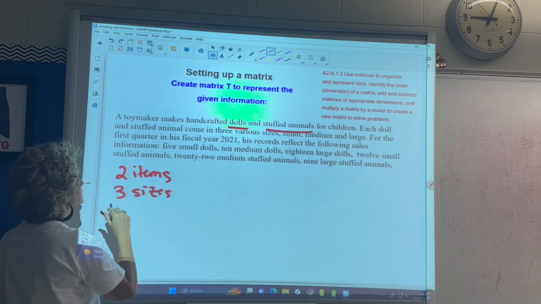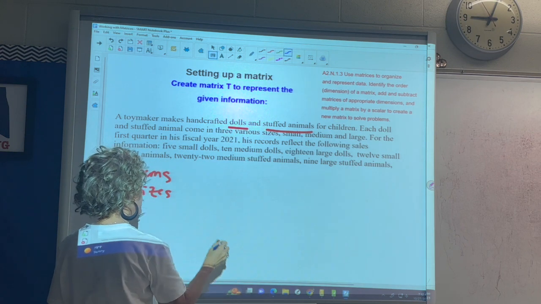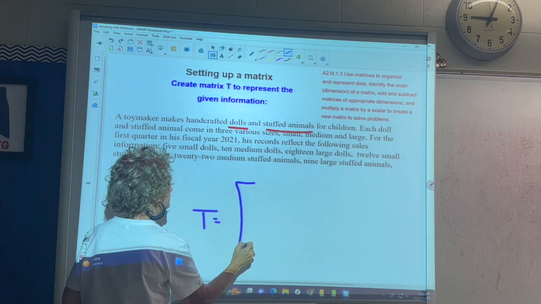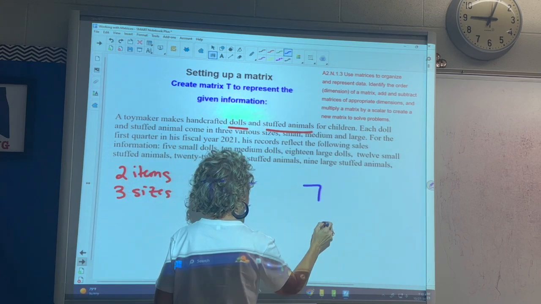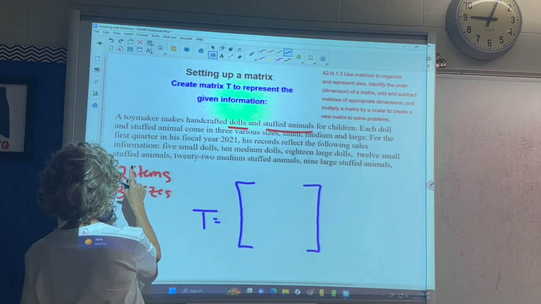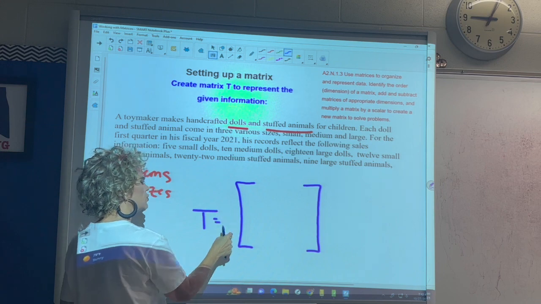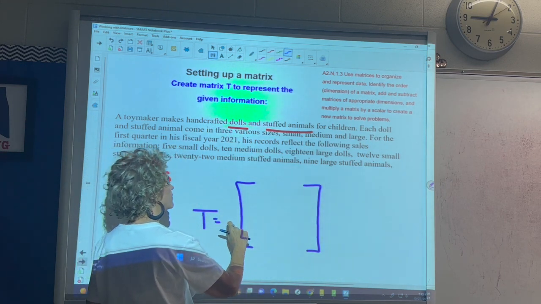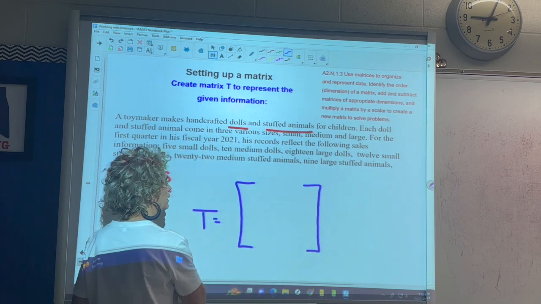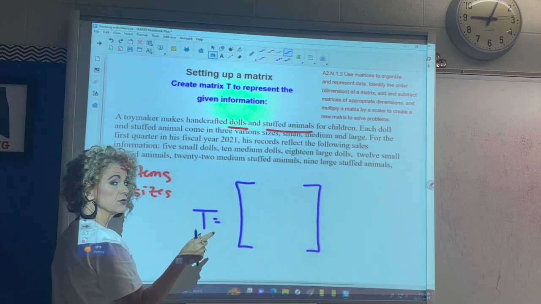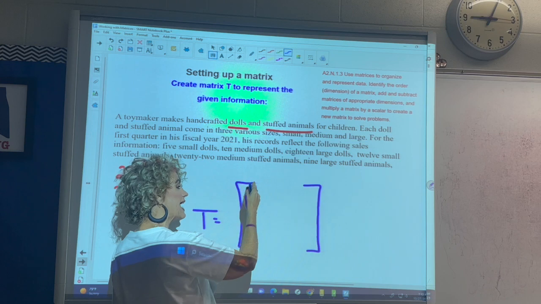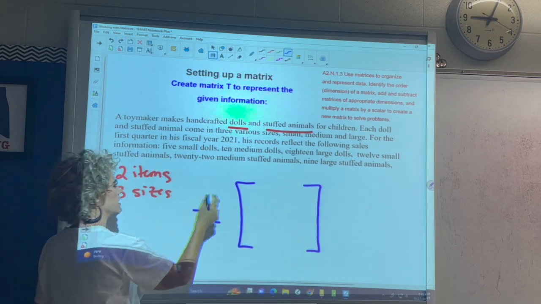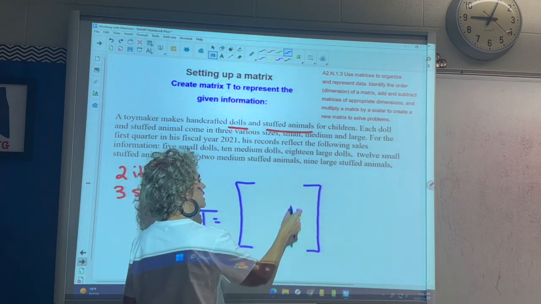All right, my matrix is supposed to be matrix T, maybe for toys, T equals. Well, how I want to do it, I have 2 different items, so I'm going to have 2 rows. I'm going to have a row of dolls, and then a row of stuffed animals, okay? Now my columns are going to represent the sizes. We come in 3 sizes. So I'm going to have my small, medium, and large.